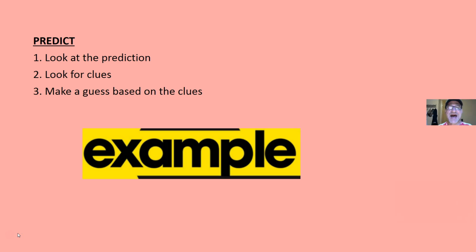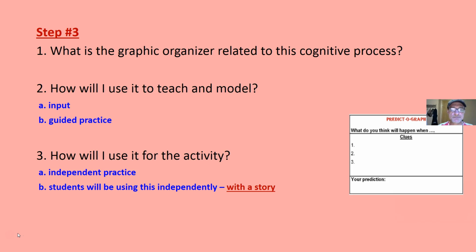Here's an example of how you might break prediction down into steps. Now, this is my idea based on the students that I am teaching. So you make a decision how best to break that cognitive process into steps. Step 3, what is a graphic organizer I'm going to be using?